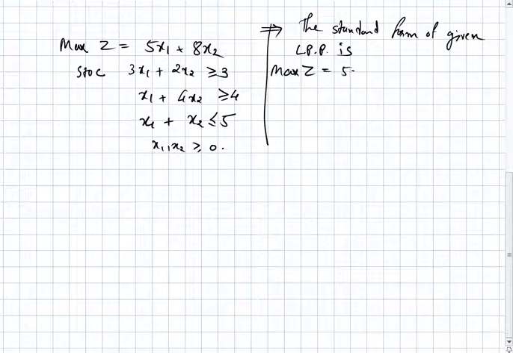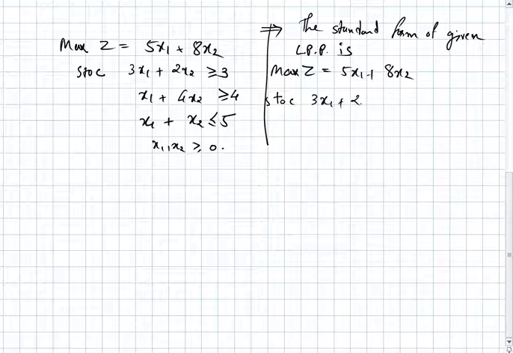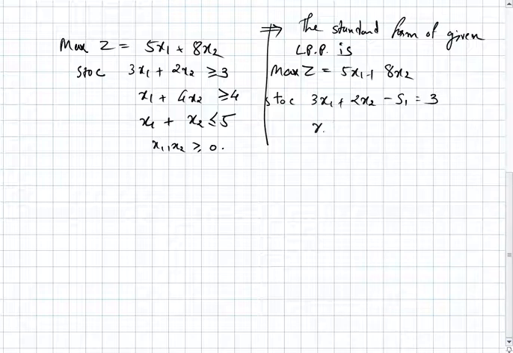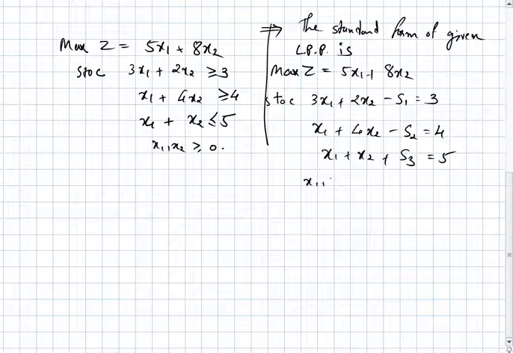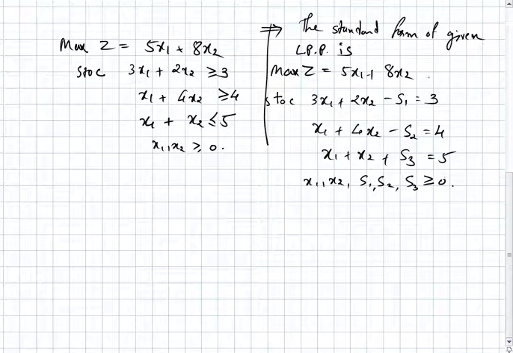maximize z equals 5x1 plus 8x2 plus 0 s1 plus 0 s2 plus 0 s3 subject to constraints 3x1 plus 2x2 minus s1 equals 3, x1 plus 4x2 minus s2 equals 4, x1 plus x2 plus s3 equals 5, x1, x2, s1, s2, s3 all greater than or equal to 0. So this is the standard form.